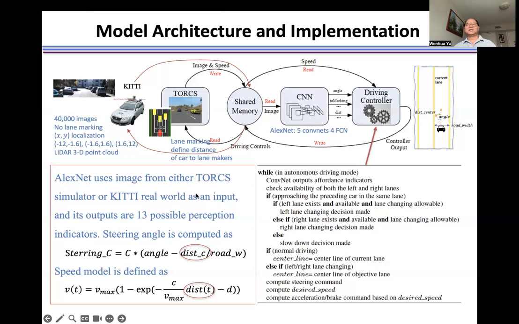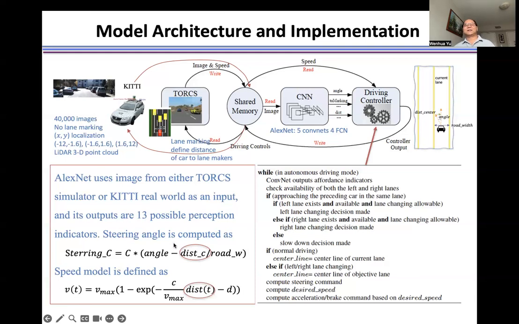Because for self-driving it is much simpler than for a robot, we only care about the steering angle and the velocity. So we just use the vehicle distance to the central line to determine the steering command to drive the car along the road. And also we use the distance from the self-driving car to the preceding cars to determine a proper speed.